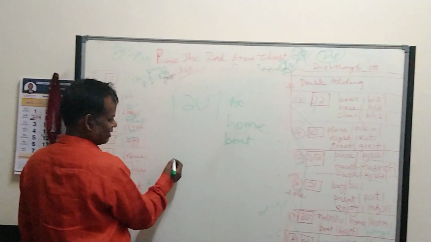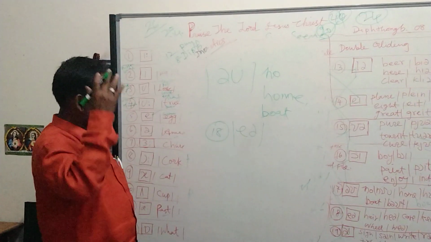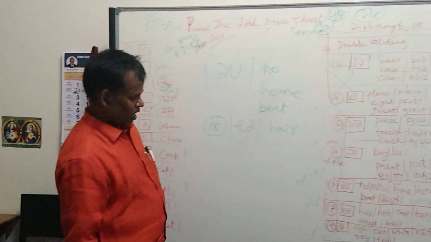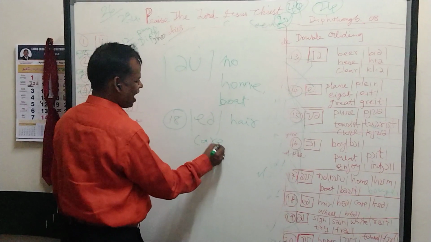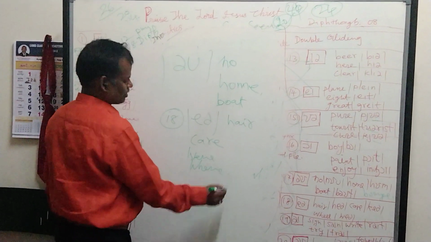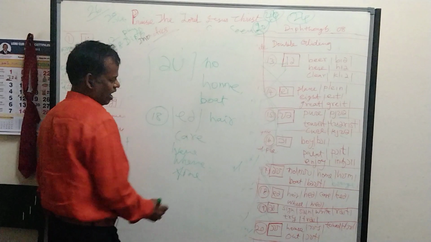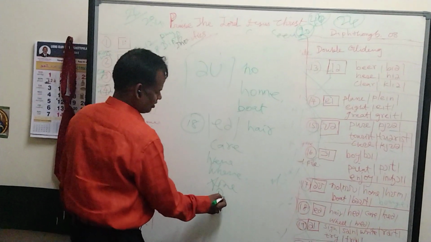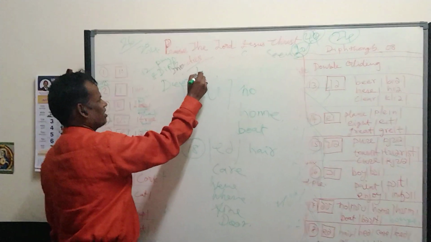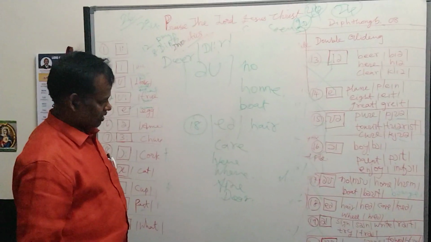Next, the 18th, is "air," as in hey, care, and also where. Dear friend: dear, D-E-A-R, means a lovable person. That is important.